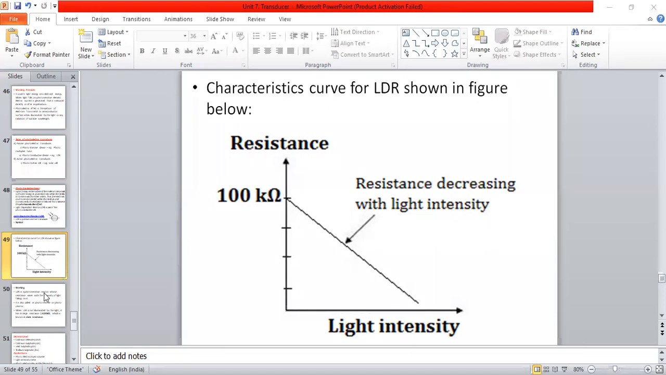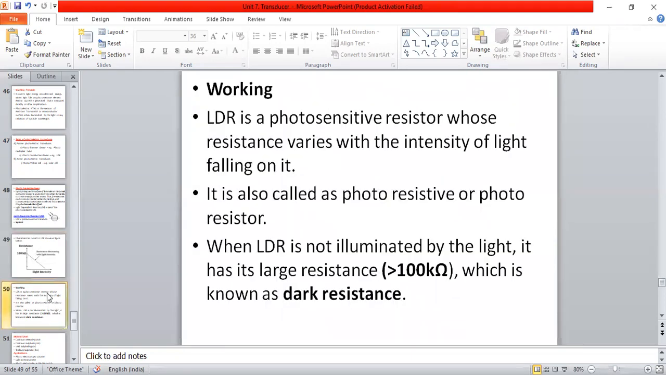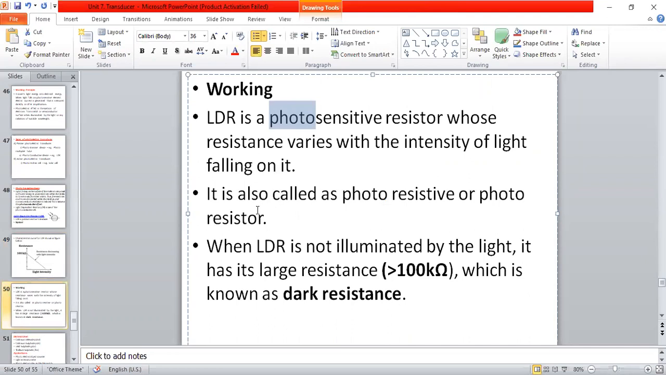Yes, sir. Light dependent resistor. Depending on the light, the resistance will vary. Now LDR is a photosensitive resistor. Photo is nothing but light sensitive resistor, whose resistance varies with the intensity of light falling on it. Light intensity is nothing but how strong the light is. Some light is low and some is high. Based on how much light is falling on it, the value of the resistance depends. It is also called photoresistive or photoresistor.